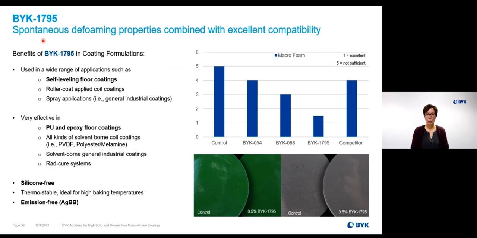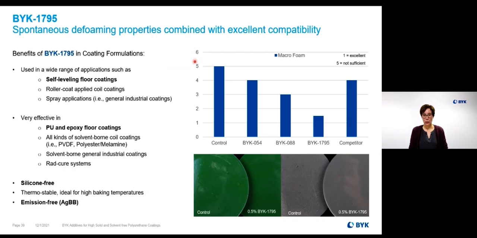Besides the 1794, I would like to highlight also the 1795. It's a very good defoamer for spontaneous defoaming. And here we can not only recommend it for solvent-free coatings and high solid coatings or flow coatings, we can also recommend it for general industrial coatings, for all kinds of solvent-borne coil coatings like PVDF or polyester melamines, or even for UV systems. It is silicone-free, as well as thermostable and ideal for high baking temperatures. It will not cause any yellowing, and it is emission-free.